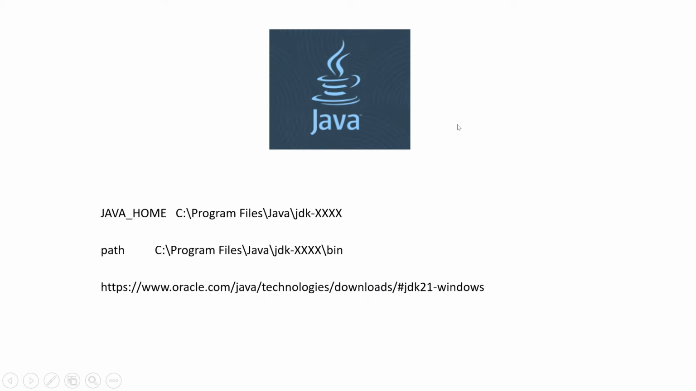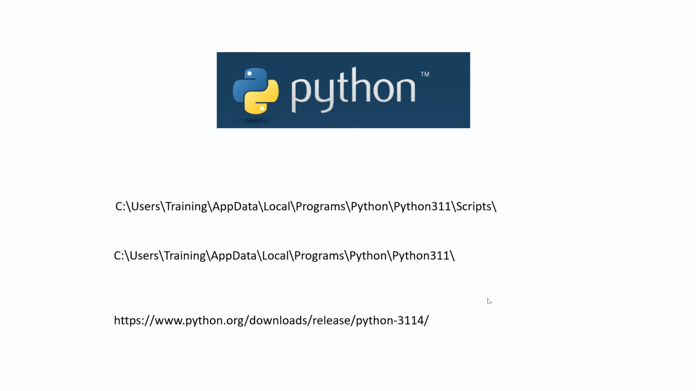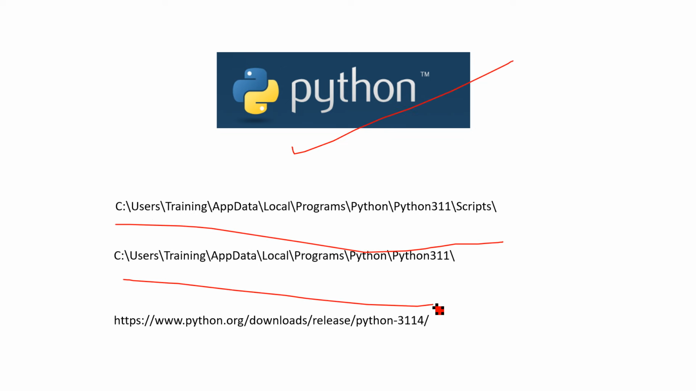So first of all, we'll install Java. We need to set Java home, and in the path variable we need to add the location where Java is installed, followed by the installation link. After that, we'll see Python. By default, both will be added into the path variable.